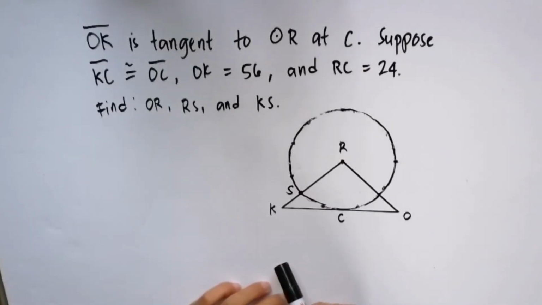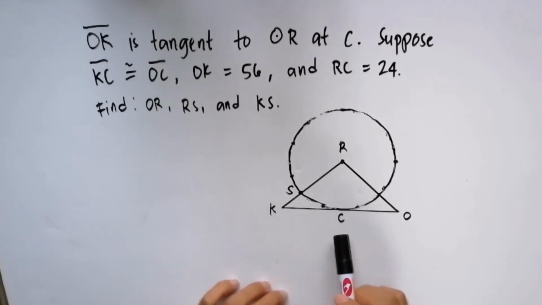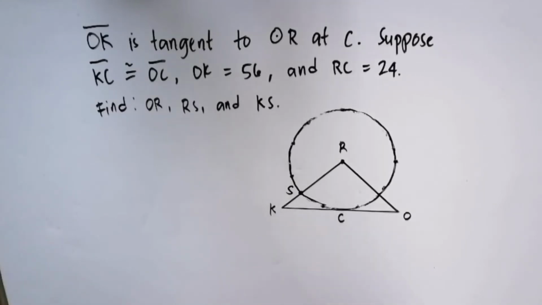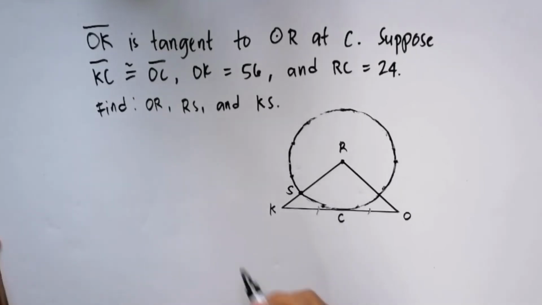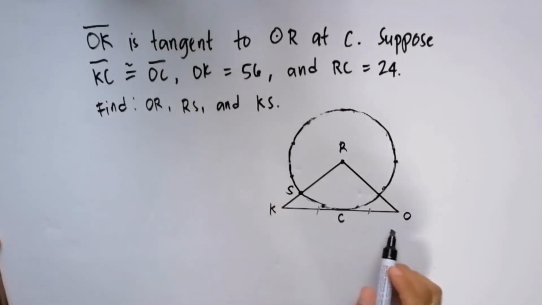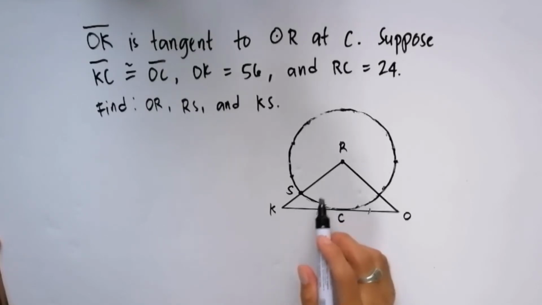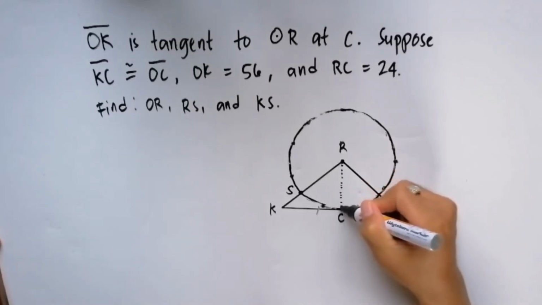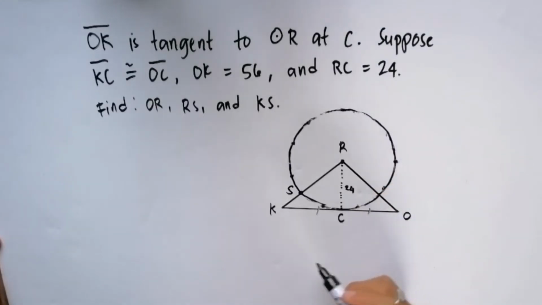A line segment OK is tangent to circle R at C. Suppose KC is congruent to OC. Then OK is equal to 56, and RC is equal to 24. We find OR, RS, and TS.